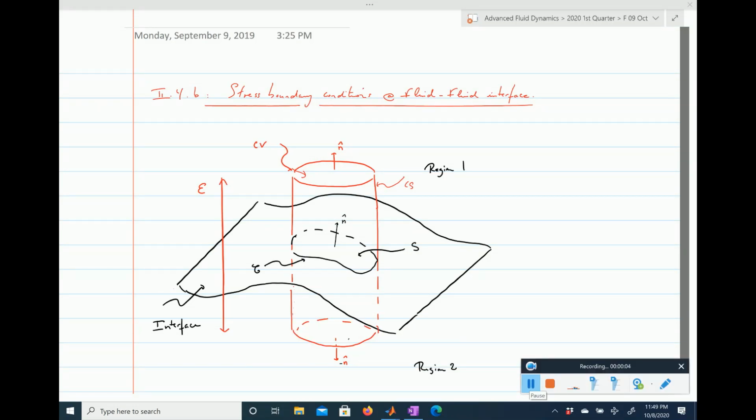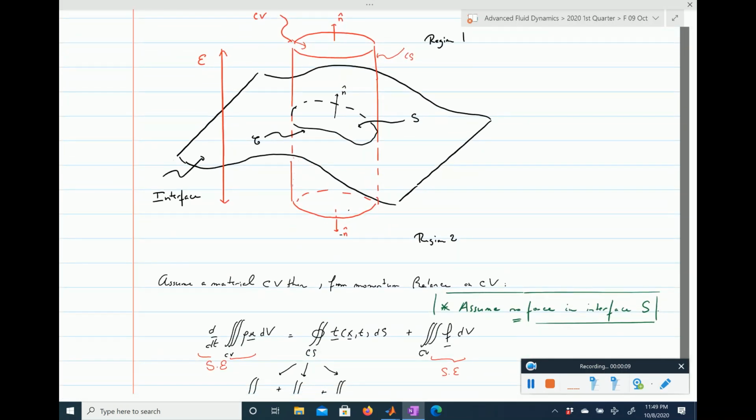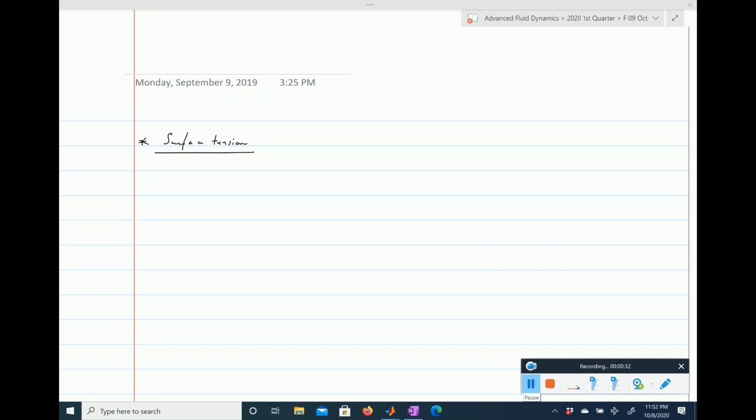Here we discuss our stress boundary condition if we no longer assume that there are no forces inside of the interface. So we're no longer assuming this, and before we can write our equation, our boundary condition, we need to discuss what kind of forces are transmitted inside of an interface. So before we continue, we need to discuss a little bit about the nature of those forces inside interfaces, which are called surface tension forces.